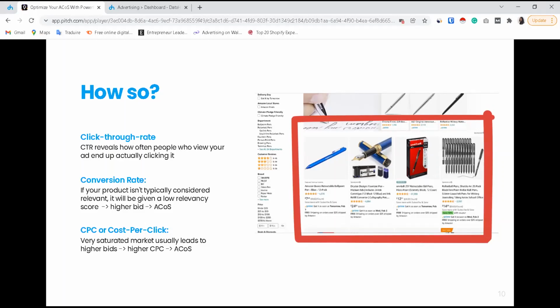So you're going to need to bid higher as a pen businessman. You're going to need to bid higher to get those spots or close to those spots, which means you have a higher cost per click, which again leads to a higher ACoS. We do not like that.